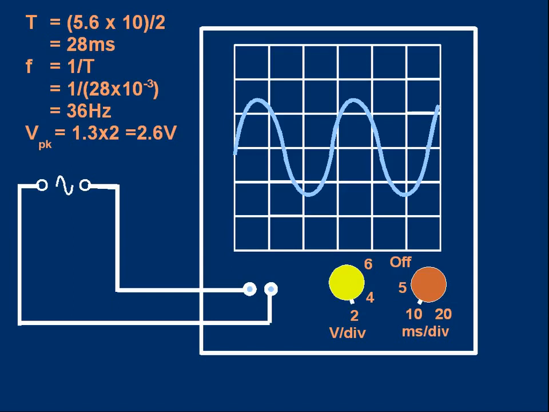How about the peak voltage? Well, we measure from the 0 position, which is the middle, to the maximum. What's the height of the graph? It's 1.3 divisions. And each division is 2 volts on the y-axis because the setting is 2 volts per division. The peak voltage is 1.3 times 2. It's 2.6 volts.